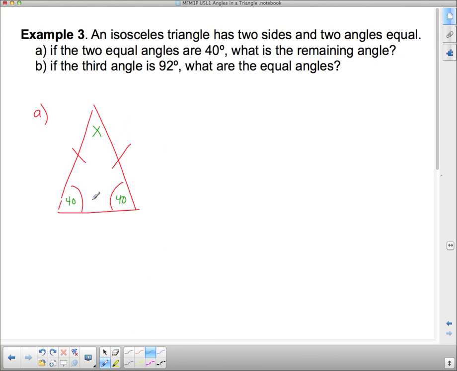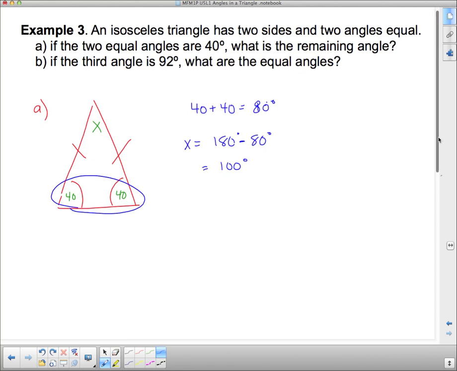So I know that all of these angles have to add up to 180 degrees. Well, how much is taken up by these lovely ones down here? Well, 40 plus 40 equals 80. And so the remaining angle, X, has to equal 180 minus 80 degrees. Hopefully you can do that in your head. X must be 100 degrees. Now this is a really bad diagram because that X is definitely not 100 degrees. But you don't have to draw a diagram that's to scale to make it good for you. Most math diagrams are not drawn to scale.